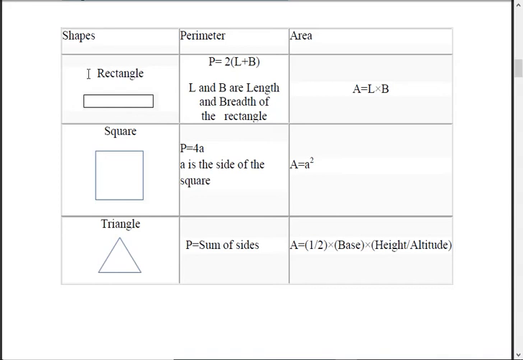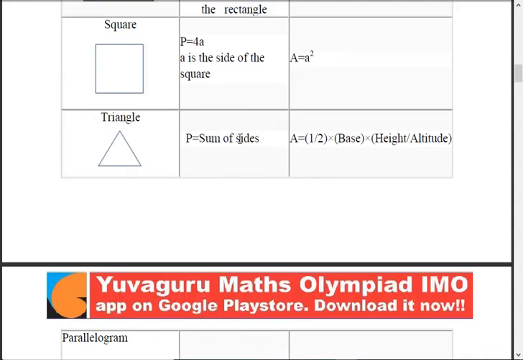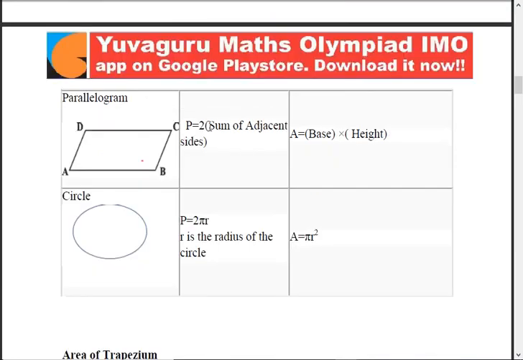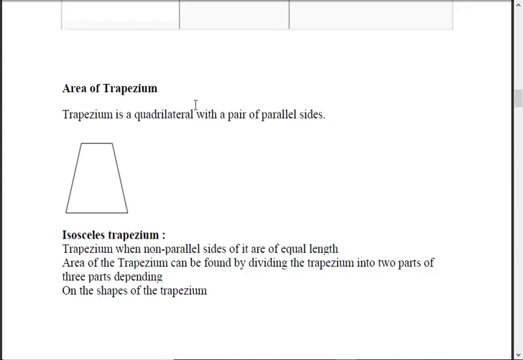Same logic as the rectangle. Now triangle: perimeter is the sum of the sides, and area is half base into height. Somebody calls this height the altitude. Parallelogram: perimeter is 2 into the sum of the adjacent sides, because opposite sides of a parallelogram are equal. Area is base into height. Circle: the perimeter is called the circumference, 2 pi r, and area is pi r square. In terms of diameter, circumference is pi d, but area is generally calculated in terms of radius only, pi r square.